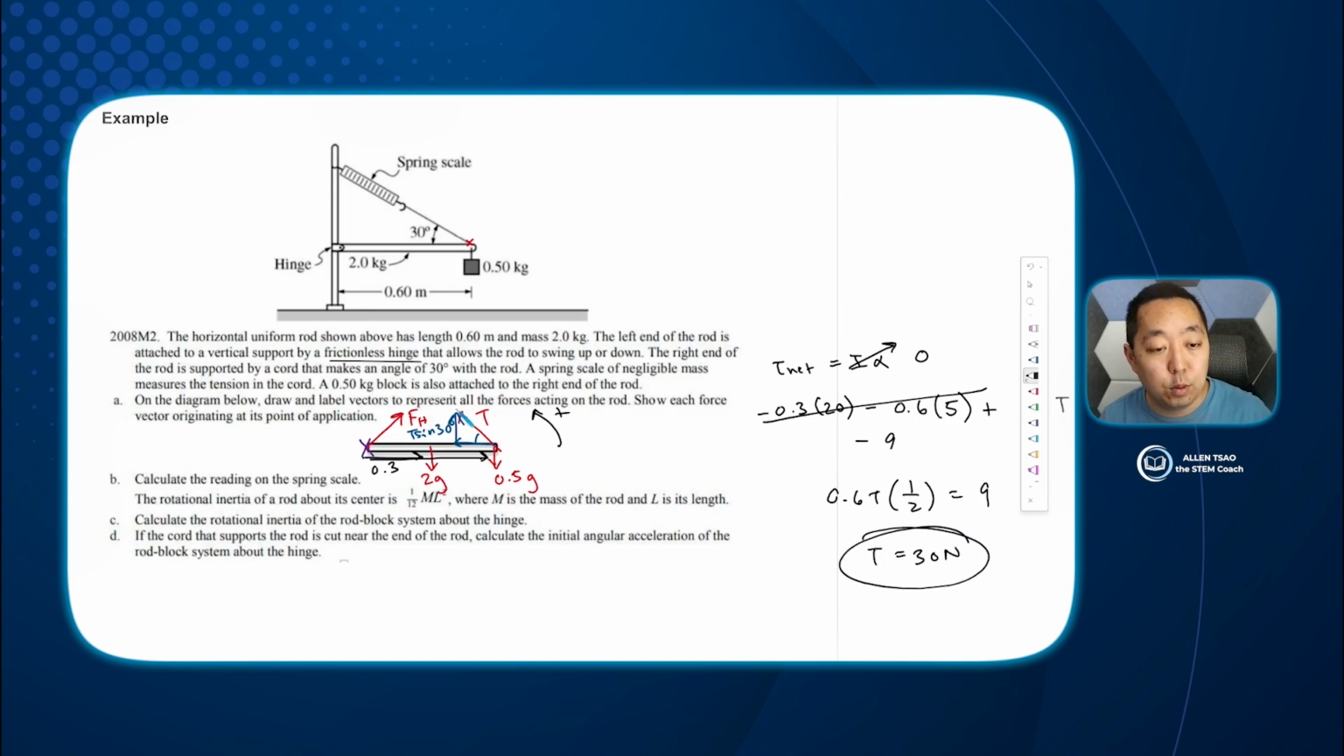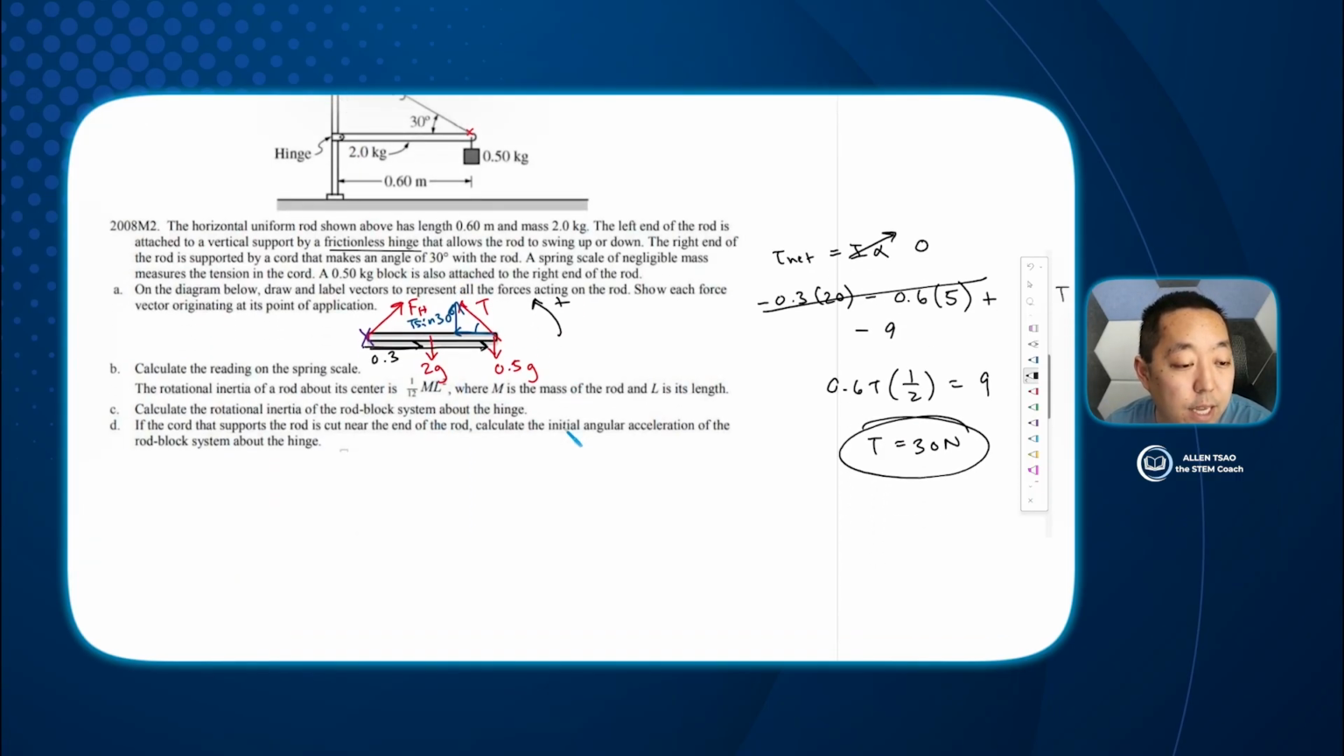Okay, now we have the rotational inertia around the end is 1/12 ml squared, where m is the mass of the rod and L is the length. Calculate the rotational inertia of the rod block system about the hinge. So now we're talking about this whole system here. We're going to do the rod, which is rotating around the end, not rotating around the center of mass. This is about the center.